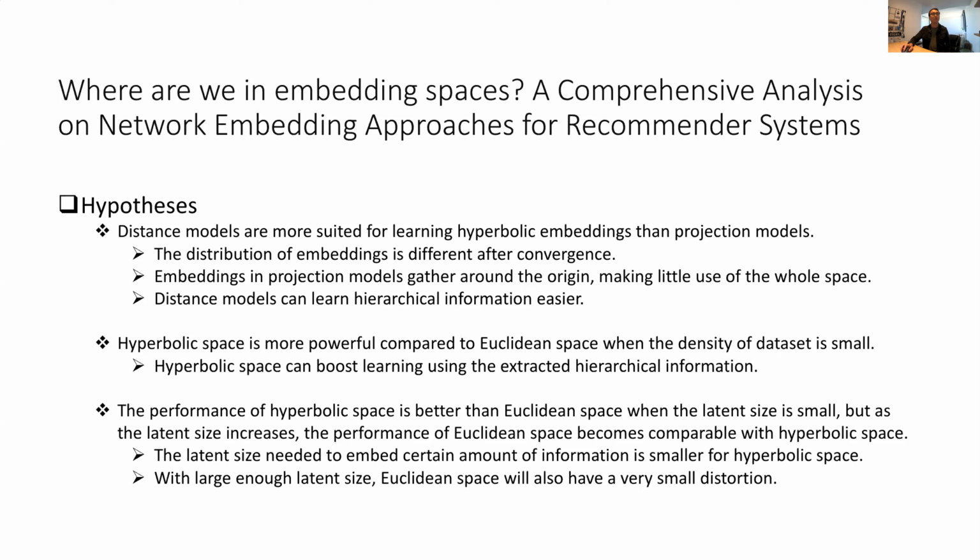For the projection models, the relation between nodes is mainly determined by the angle. The angles of positive pairs are small, and the angles of negative pairs are obtuse. However, for the distance models, the relation is only determined by the distance. The positive pairs are pushed close to each other, and the negative pairs are pushed away from each other.